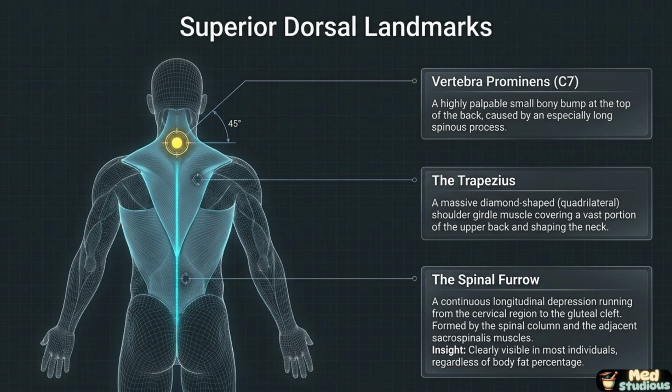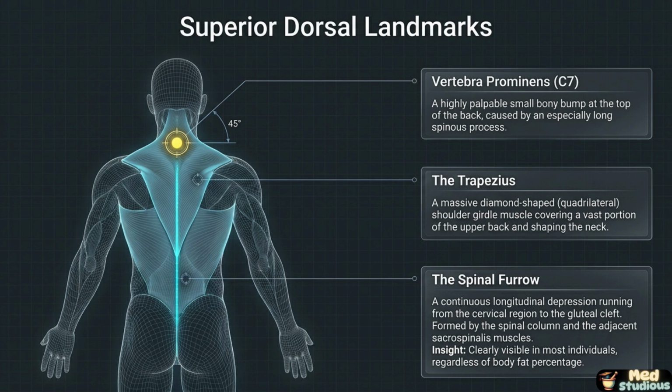Covering the majority of the upper back is the trapezius, a massive diamond-shaped muscle spanning from the external occipital protuberance superiorly to the lower thoracic spine inferiorly and out laterally to the shoulder. It defines the slope and contour of the upper back and neck.